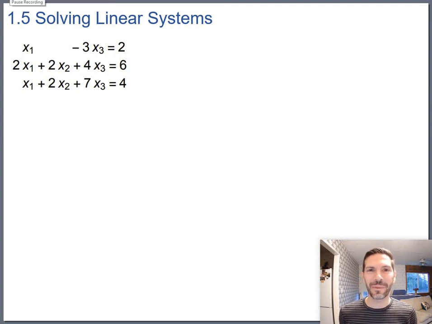Let's look at an example that does not have just one solution. So here's an example. Solve this linear system. Of course, until we try it, we don't know how many solutions it has. It could have one, it could have zero, it could have infinitely many. It's a non-homogeneous system. But let's go ahead and solve it.